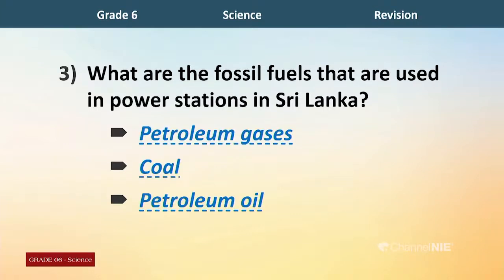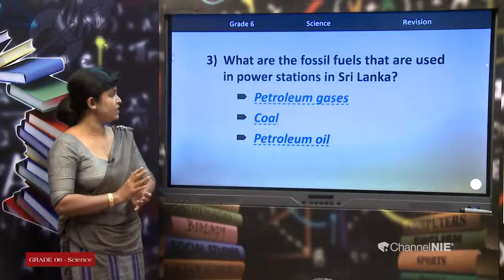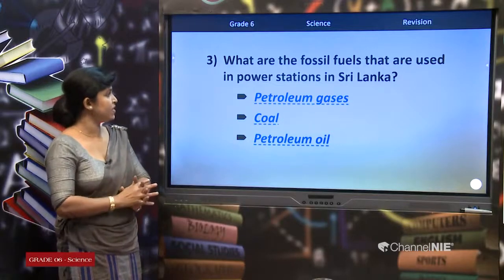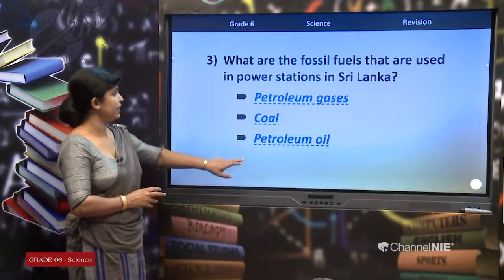Here are the answers: petroleum gases, coal and petroleum oil. If you refer to your textbook, you can find out the places where these fossil fuels are used to produce electricity in our country. There are certain power stations where these fossil fuels are used to produce electricity.